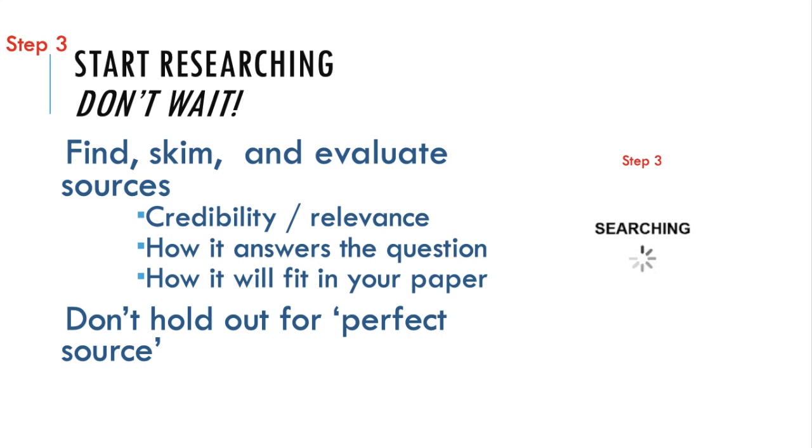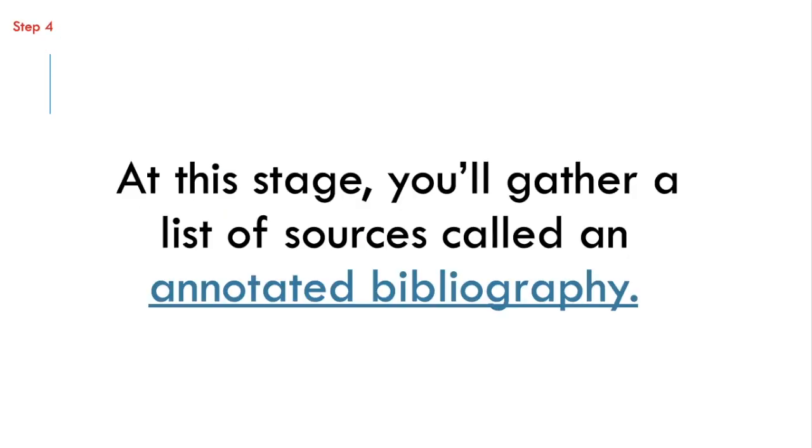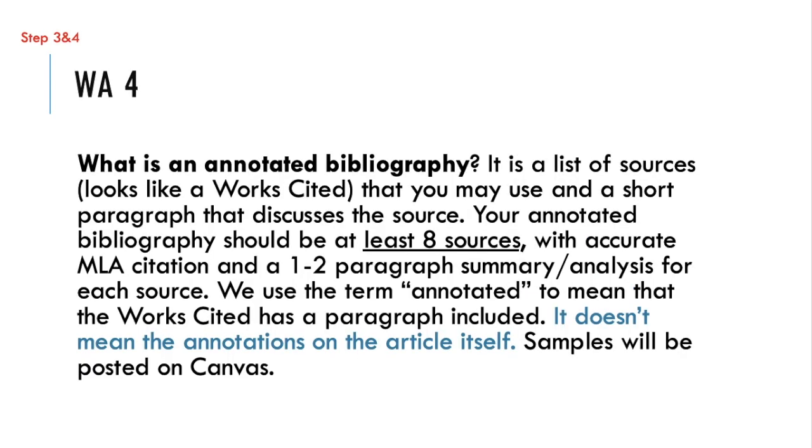My number 1 tip for now is just not to hold out for the perfect source. At this point, any source that talks about your group and the discrimination they've faced is a good source to put on the back burner and maybe consider to use. So step 3 and 4 are really finding the sources and working on writing assignment 4, which is the annotated bibliography. Here is what an annotated bibliography is. This is just directly copied from the prompt.